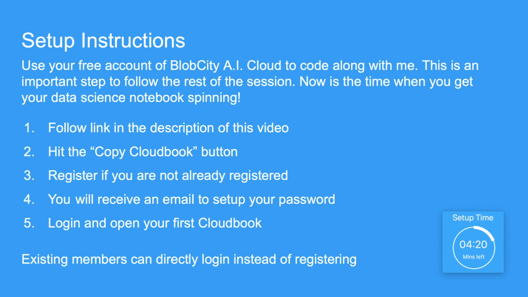Second is once you open this link, hit the Copy CloudBook button. If you are a registered user, then you can simply log in. And if you're not a registered user, then please do register. You will have to set up an account on BlobCity to access your CloudBook. You will receive an email to set up your password. So if you're not a registered user, you can just simply type your name and email. Make sure you type your email correctly. You will receive an email notification with a link where you can set up the password. And once you've set up your password, log into your BlobCity Cloud, open the link in the video again, and this time you will see a Copy CloudBook button.